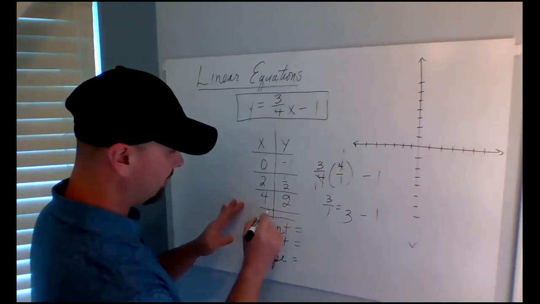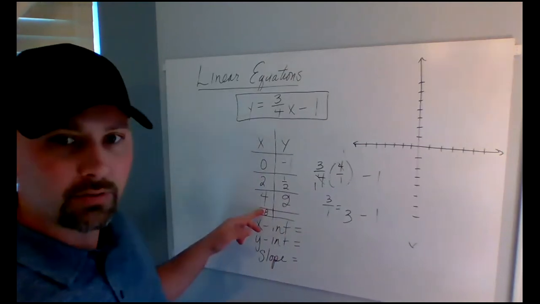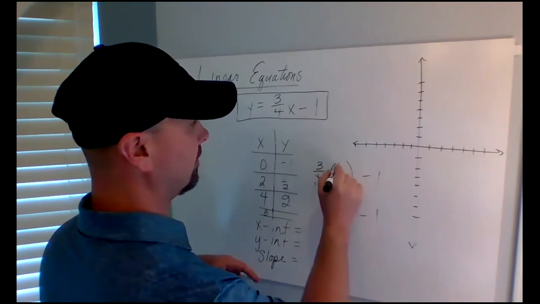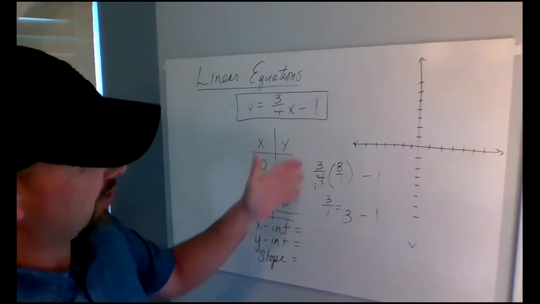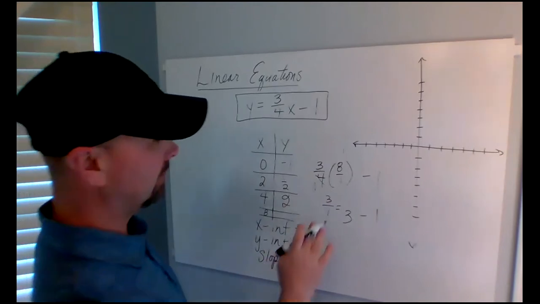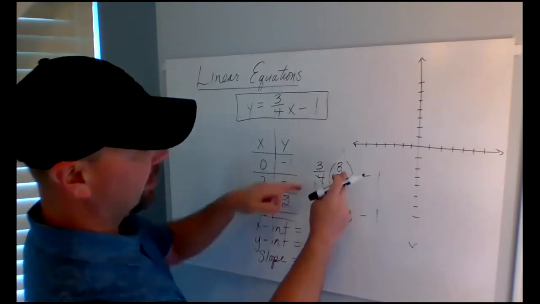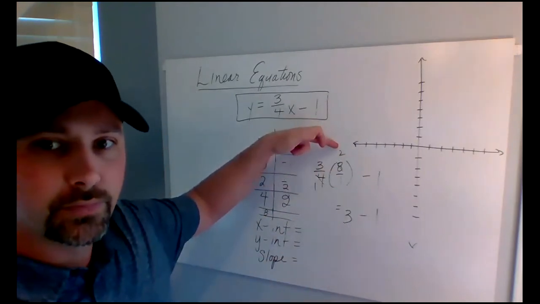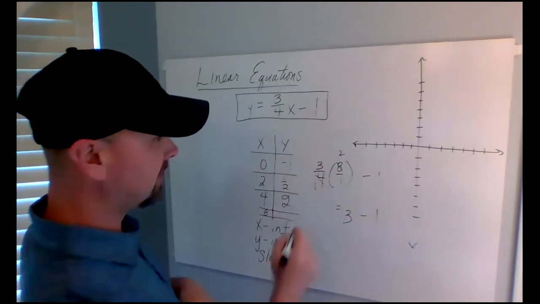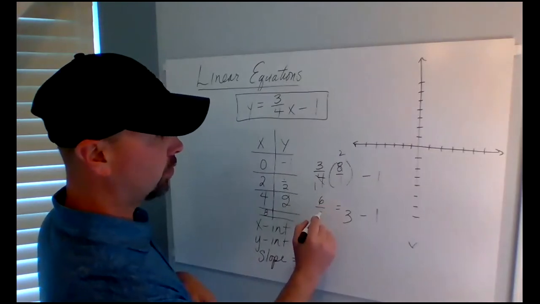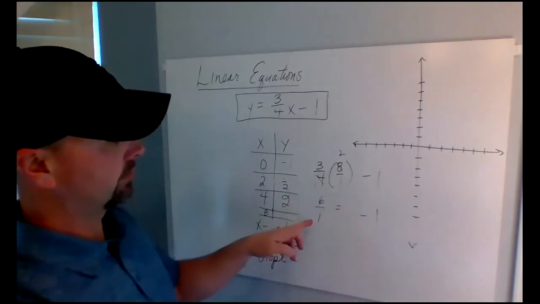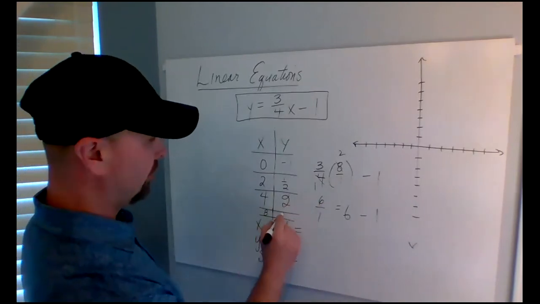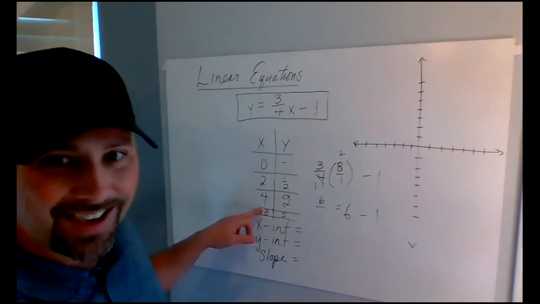So I'm going to add a fourth x, which is 8. So we're going to multiply that times 3/4. So put your 8 over 1. Your 8 and your 4s cancel, but this 8 turns into a 2. So now we have 3 times 2 is 6 over 1, which equals 6. Subtract the 1. So we get the point 8, 5.